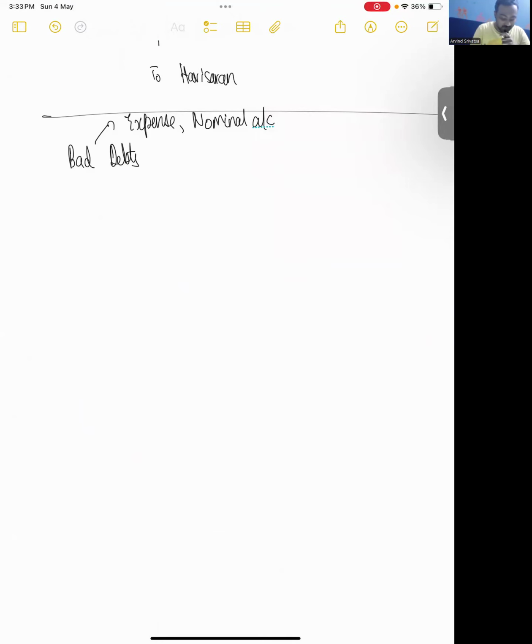You'll debit your bad debts account. Debit. What will you credit? You will credit your debtors. Why will you credit your debtors? When you're receiving money, you will pass the entry bank account debit to debtors.